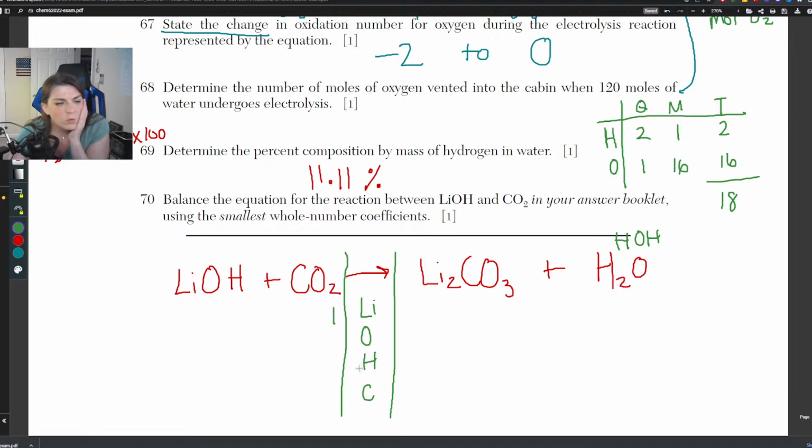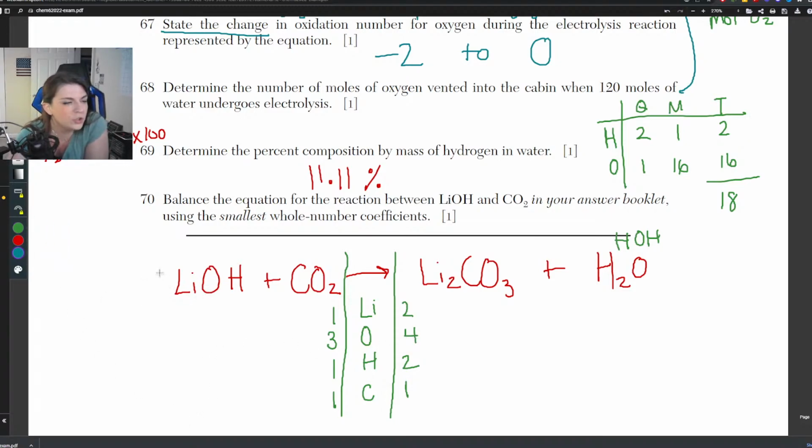On this side, I have one lithium, not one oxygen, I have three. One in the lithium hydroxide and two in the carbon dioxide. I have one hydrogen and one carbon. On the product side, I have two lithiums, one carbon, two hydrogens, and four oxygens. Because the oxygens are all over the place, I'm going to save those for last. A lot of the time, they wind up fixing themselves as we go.